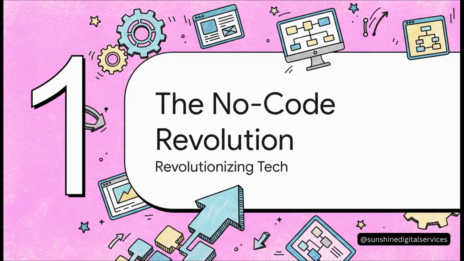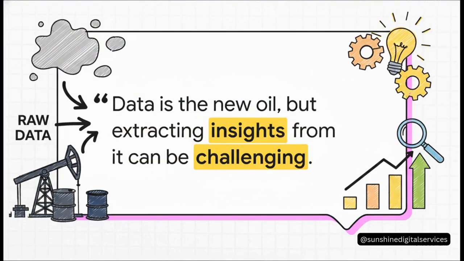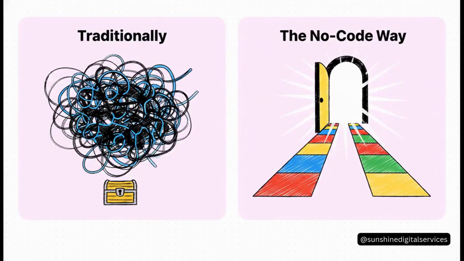We're right in the middle of this massive shift in technology, and people are calling it the no-code revolution. And this quote just perfectly sums up the problem, doesn't it? We all hear that data is the new oil, and we've got tons of it. But turning that raw, messy data into something actually useful, well, that's the really, really hard part. For the longest time, getting those insights meant you had to be a coding wizard, fluent in languages like Python or R. It was a massive barrier for most people.